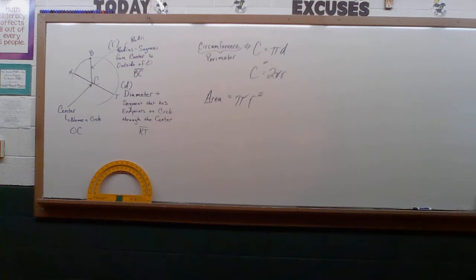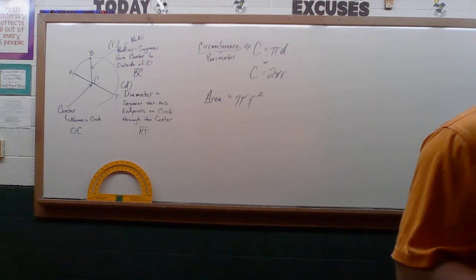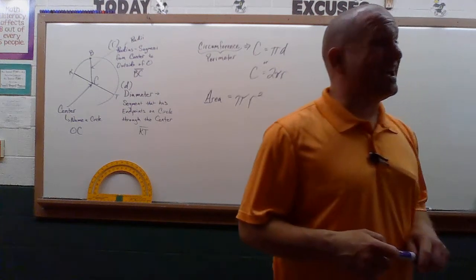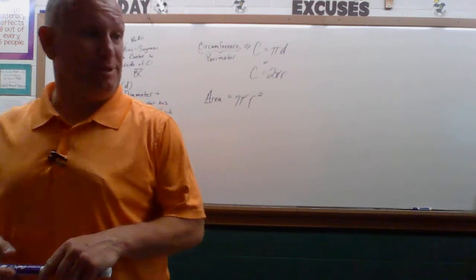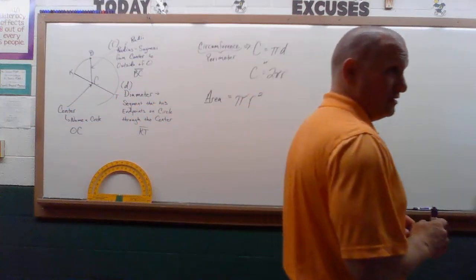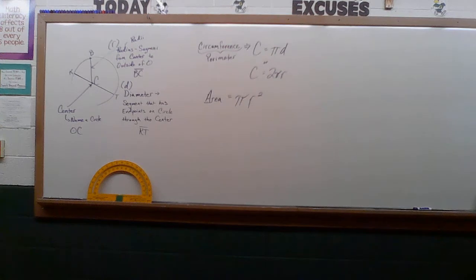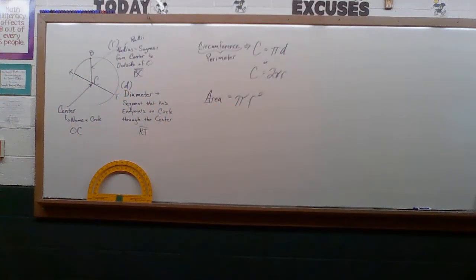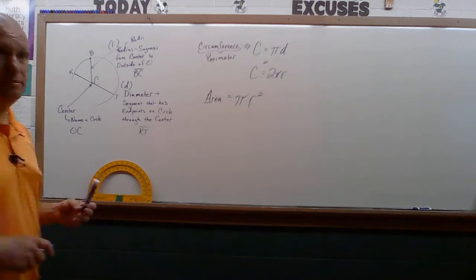Next one. I want you to not use your calculator on this one whatsoever. So find the area if the diameter is 8.3 centimeters. I want you to do the math. If the diameter is 8.3 centimeters, what's the area of that circle? Go. Yep, just use 3.14.